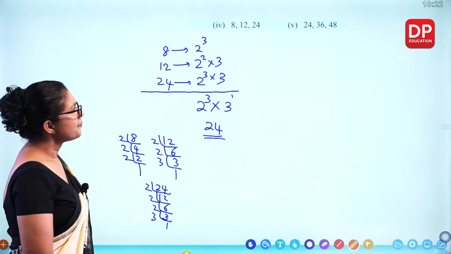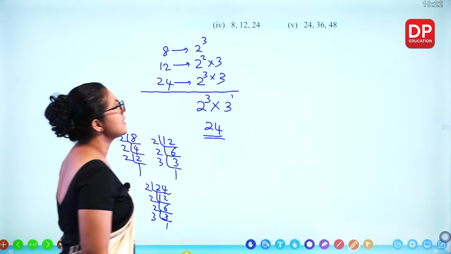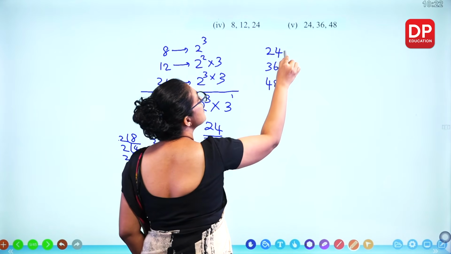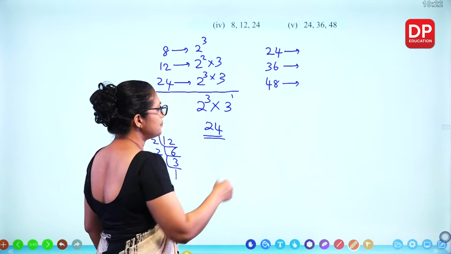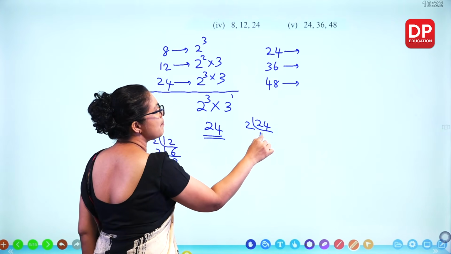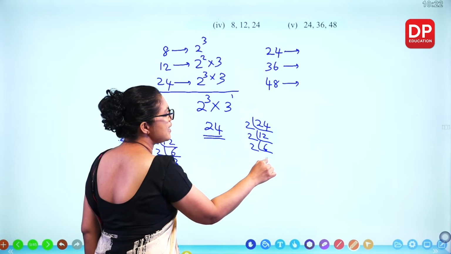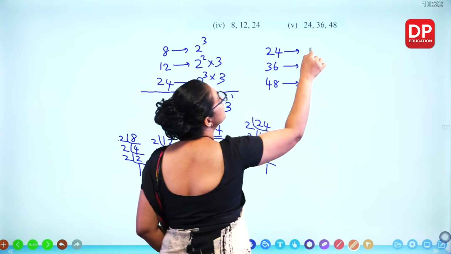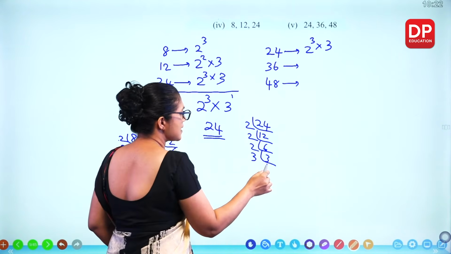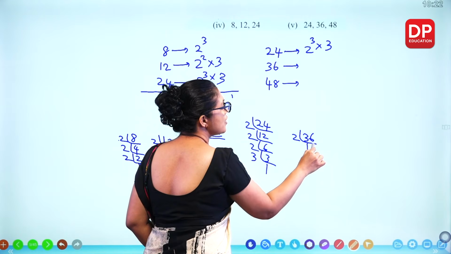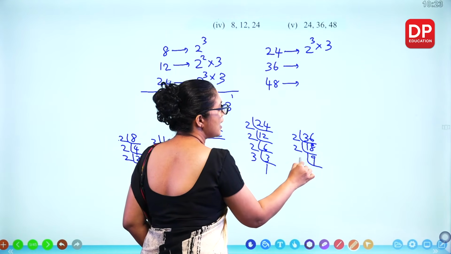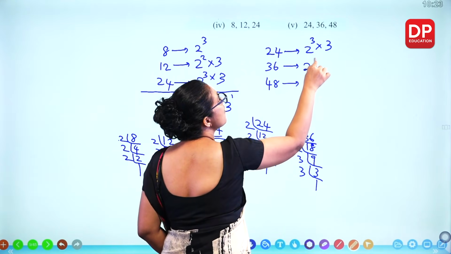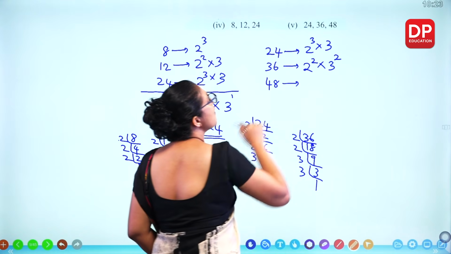What about this one? 24, 36 and 48. So we'll take those three numbers, 24, 36 and 48. So we'll write down the factors. 24, divide by 2, divide by 2 again, divide by 2. You get 2 to the power 3 and 3. 36, you can divide by 2, divide by 2, and divide by 3 and 3. So here you get 2 to the power 2 and 3 to the power 2.